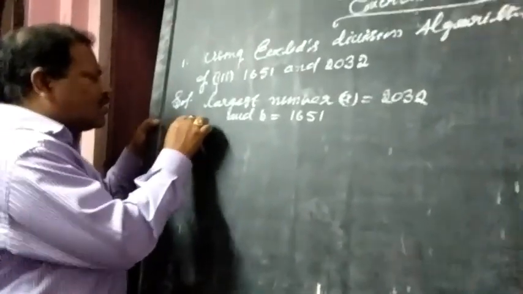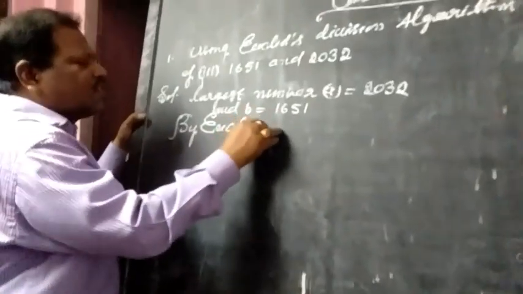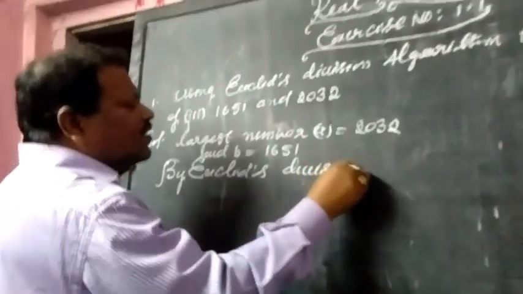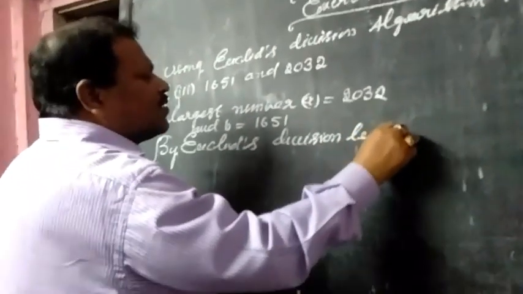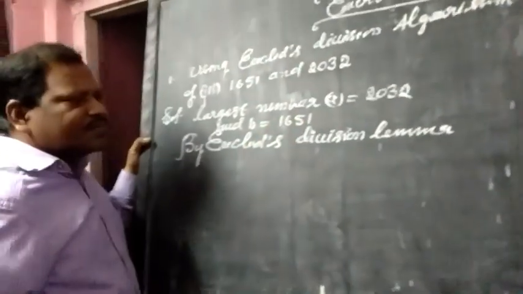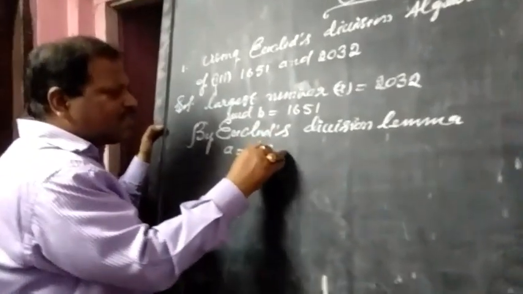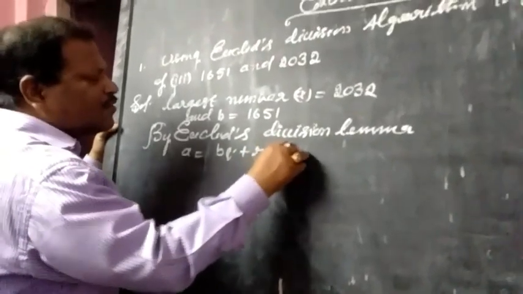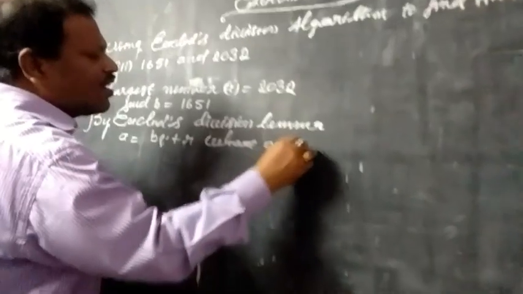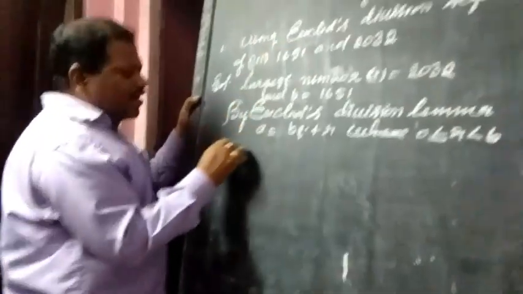By Euclid's division lemma, what is the formula? A is equal to BQ plus R, where 0 is less than or equal to R, less than B. Understood the formula?